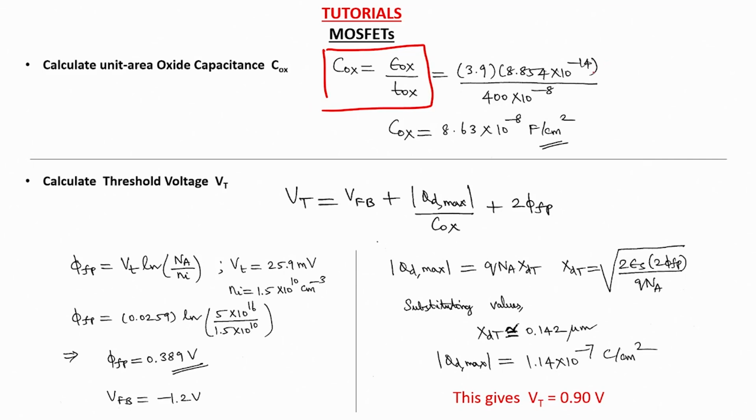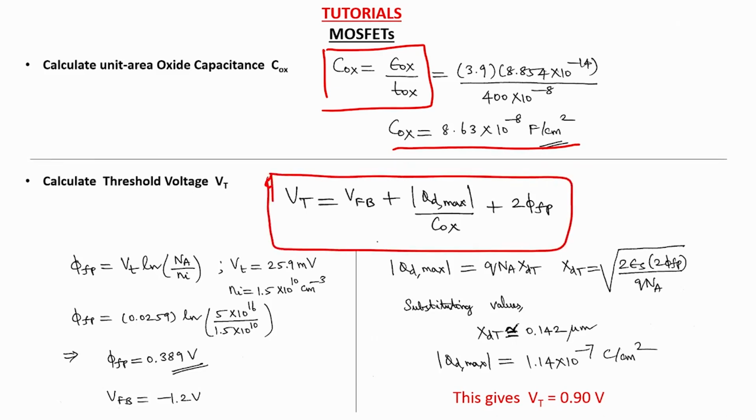Plugging in all the known values, you can find that Cox comes out to be 8.63 × 10^-8 farad per centimeter square. Secondly, we calculate the threshold voltage for the MOSFET device from the given parameters, and you can recollect that the threshold voltage has different components: the flat band voltage, the 2φFp term, and the depletion charge term, Q depletion by Cox.